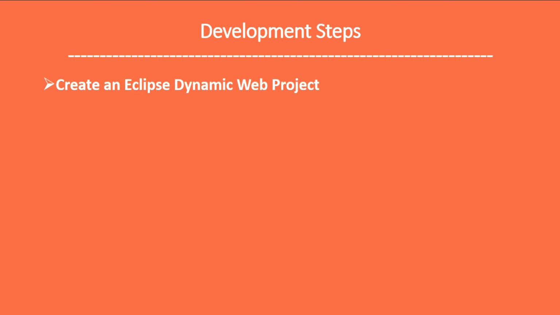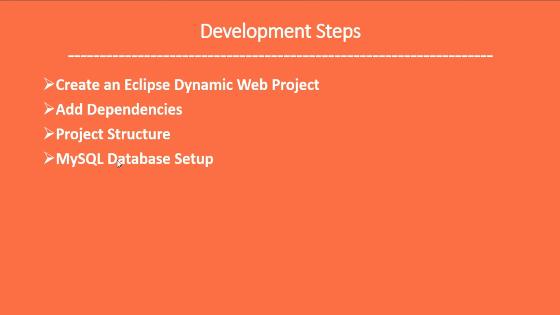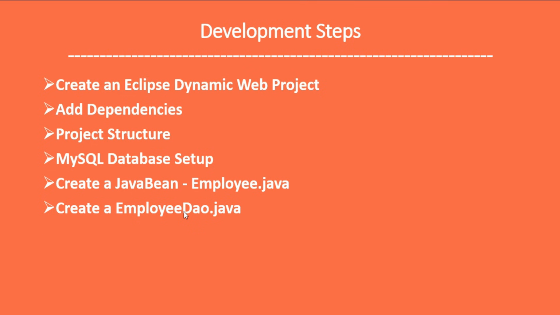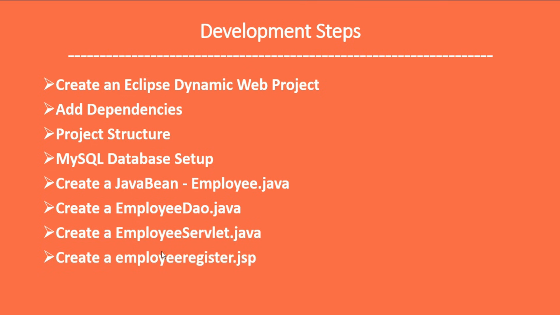So let's have a look into the development steps. This is a very useful section because it outlines what we are going to implement in this video tutorial. So first we create an Eclipse dynamic web project. Next we add all the jar dependencies. Next we create a project structure. Next we set up the MySQL database, and next we create a Java bean, that is an employee. Next we create an employee DAO class. Next we create an employee servlet, and next we create an employeeregister.jsp page. Next we create an employeedetail.jsp page, and finally we have a demo.